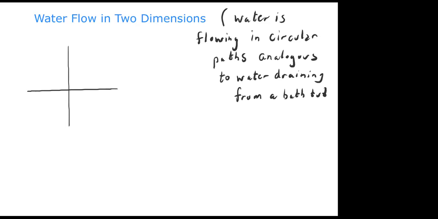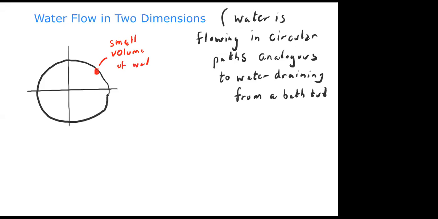So what's the model? We'll draw a circle here. At this point here, I'm going to have a small volume of water, and it's going to be moving over the circular path. I want to describe how it moves. There'll be a position vector x, and there will be an angle which will be equal to omega t.